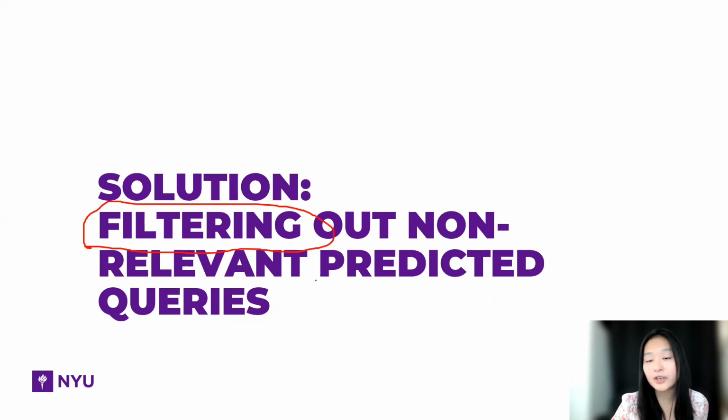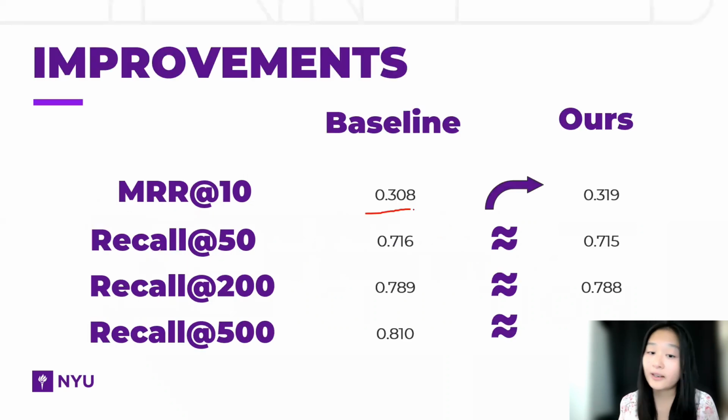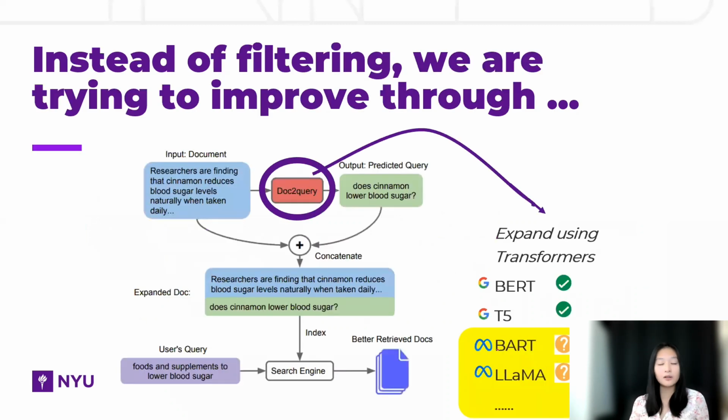Our implementation of DeepImpact and the new filtering using ELECTRA actually shows improvement on MRR, which is an evaluation metric related to ranking. On the other hand, for the metric recall, we didn't get much change. In the expanded query pipeline, we used BERT and T5 to predict the query given the document. Now we are trying to use other, newer models such as BERT or Llama, to see if there is any improvement.